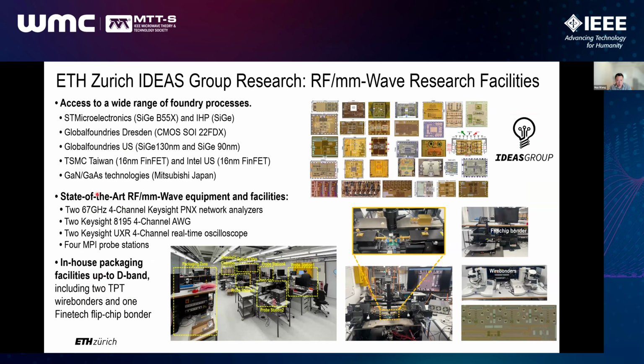Okay, so with all this funding support, I think that most of the research groups in Switzerland are quite well equipped. I don't have pictures or information from other research groups, but here at least I can share what we have in my group, called the ETH IDEAS Research Group. This is essentially a snapshot of our RF and millimeter-wave research facilities. For example, we have wide access to a variety of foundry processes with STMicro, GlobalFoundries Dresden, and GlobalFoundries US. You can see all the advanced silicon germanium and CMOS SOI technology we have.